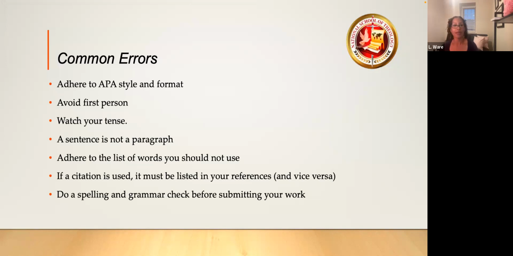Tense. This is a big one. I see this quite a bit. You may have most of the paper written in the past tense, and then you'll say something currently is or something like that. Make sure you watch your tense. Don't switch between present and past tense. Sometimes I've seen it in the same paragraph. So that's a big one.